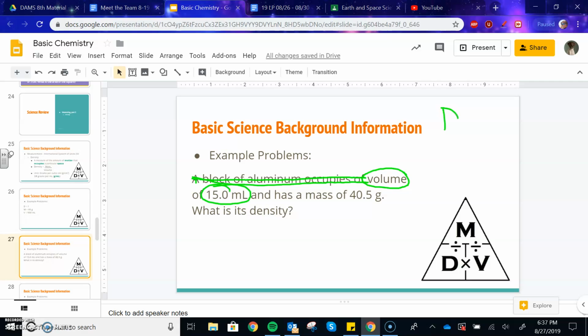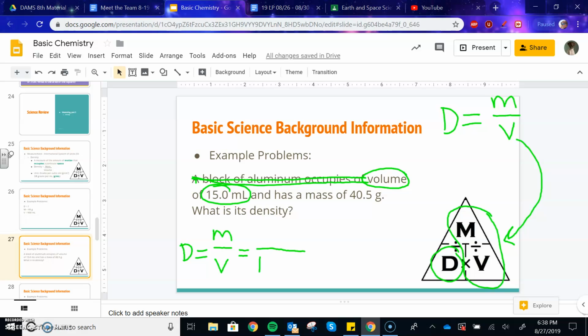So I'm going to write our formula up here again. Density equals mass divided by volume. It's right here in this triangle. Density equals mass divided by volume. So we have our volume. Let's go ahead and plug that in. Mass divided by volume. Volume's on the bottom, so let's keep it on the bottom. Milliliters. Make sure you keep those letters with it. And it has a mass of 40.5. Mass goes on top. 40.5. Keep that unit.